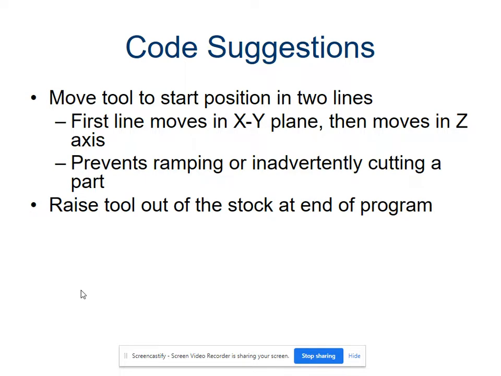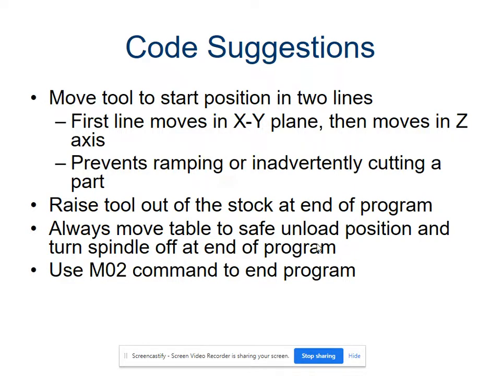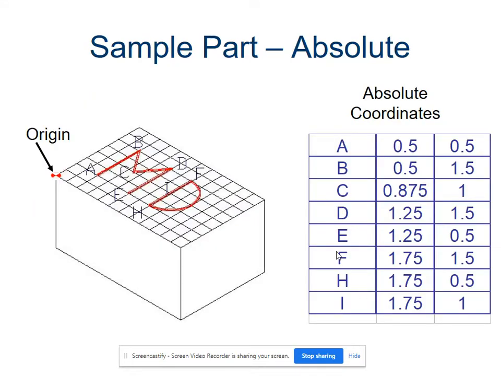When you are done, you raise the tool out of the stock at the end of the program, and then you move the table to a safe position so that you can unload the part out of the machine and turn your spindle off at the end of the program. And the very last thing is M02 to end your program.